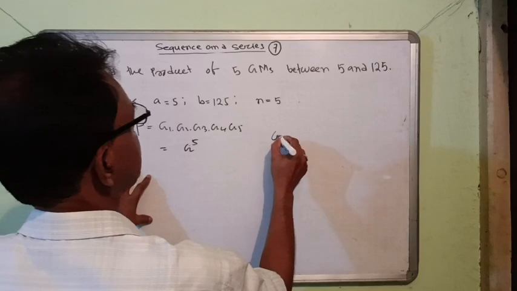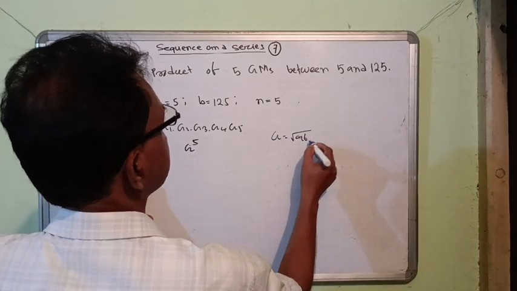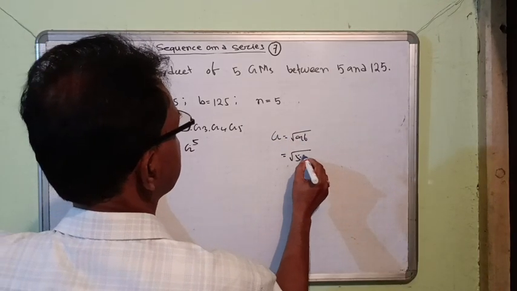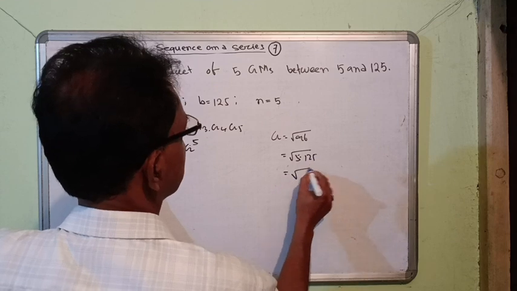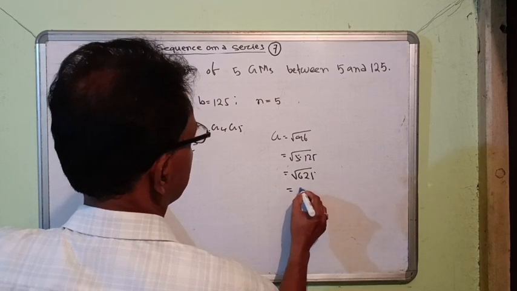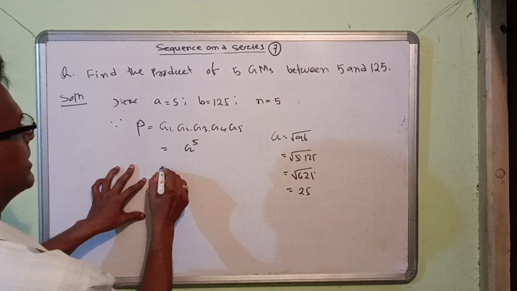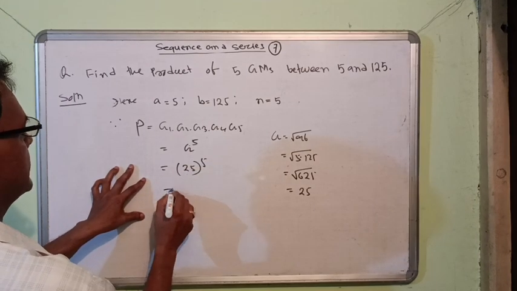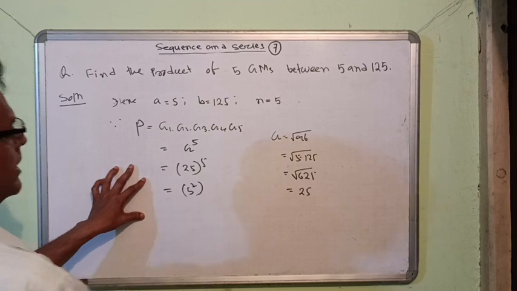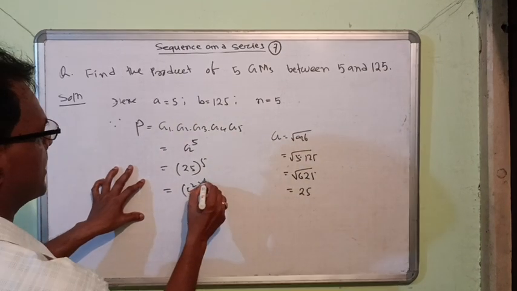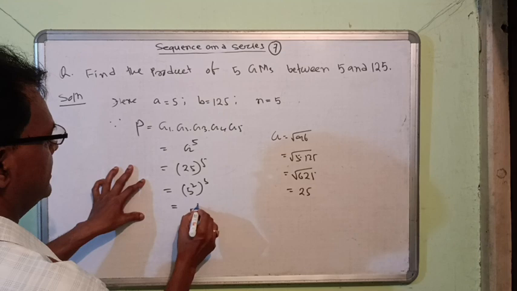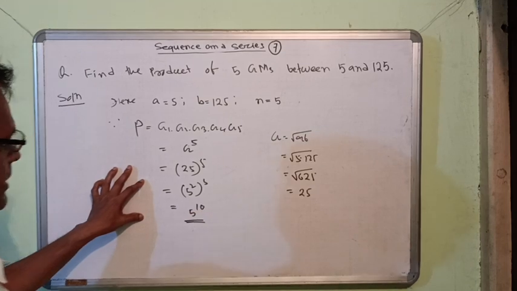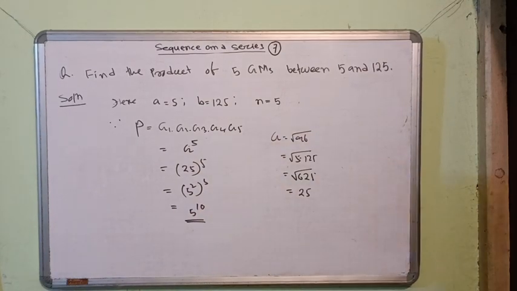What is G? G is equal to root over AB. This is equal to root over 5 into 125, which is root over 625, and this equals 25. That means G to the power 5 is 25 whole to the power 5. This is equal to (5 to the power 2) whole to the power 5. That means 5 to the power 10 is the product of 5 GMs.